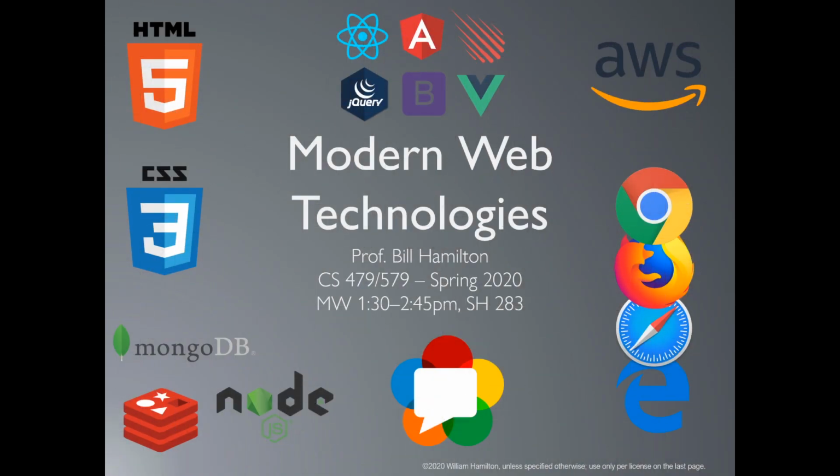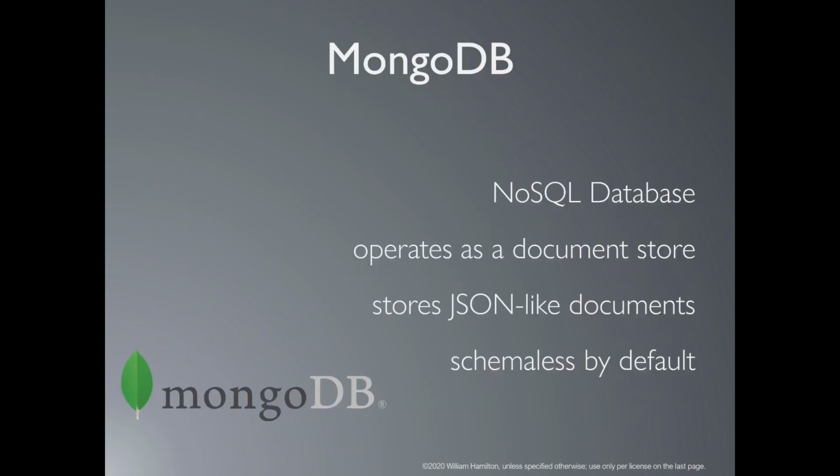So today we're going to go over MongoDB, which is a NoSQL database, meaning that it's not a typical relational database like you would see with something like SQL. Entries aren't stored in tables, they're stored as what are called documents. Basically, it operates as what's called a document store. The documents that MongoDB stores are very much like JSON objects.